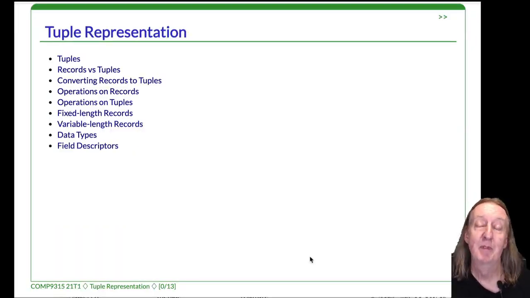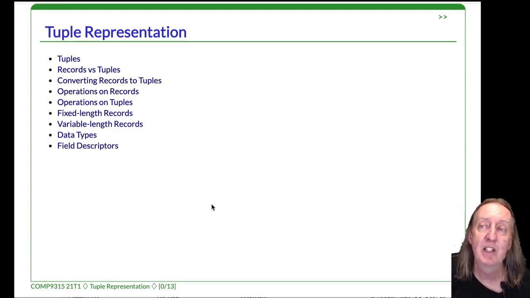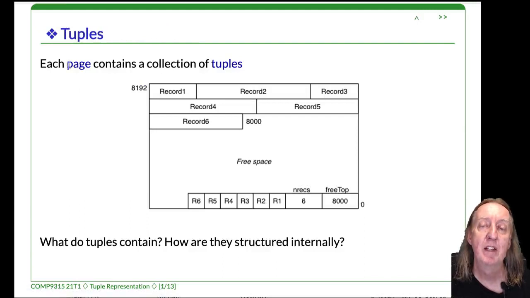Okay, so once again, depending on the order that you watch these videos, you've probably already seen the one about how pages are laid out. Now remember, relations in a relational database are represented by one or more files. Each file consists of a collection of pages, and inside those pages are tuples. So that's what we wanted to talk about now.